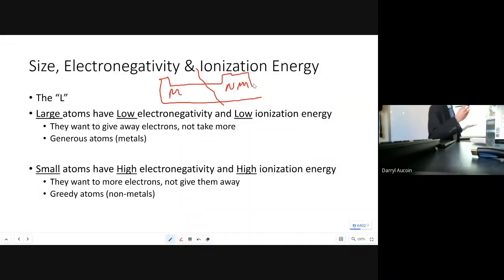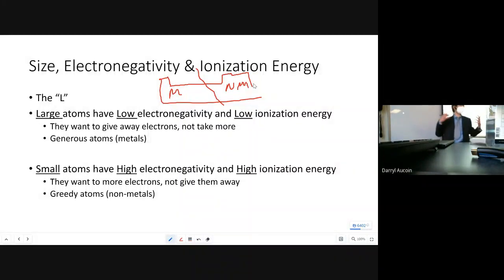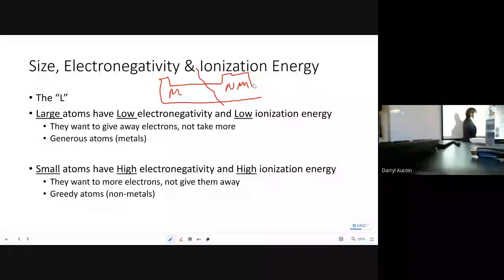They're going to be the bigger atoms, especially as you get down into this bottom left corner here. And because they're very large atoms, they have what's called a low electronegativity. They don't really like having electrons. They want to give away electrons. They have a low ionization energy. That means it's actually really easy to take electrons from them too.